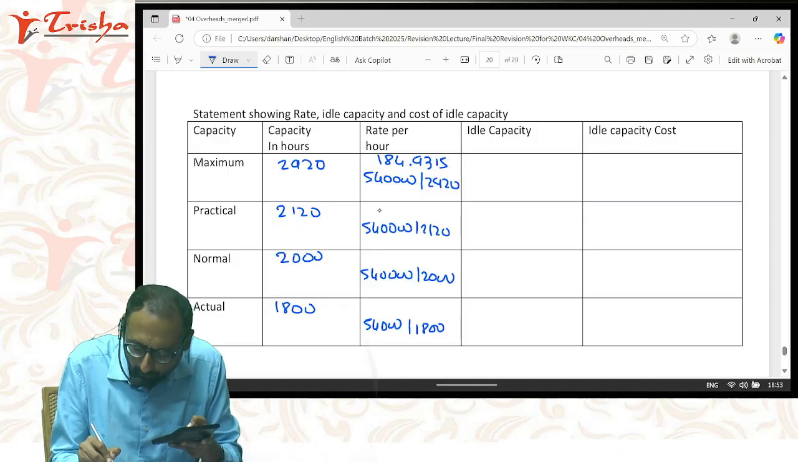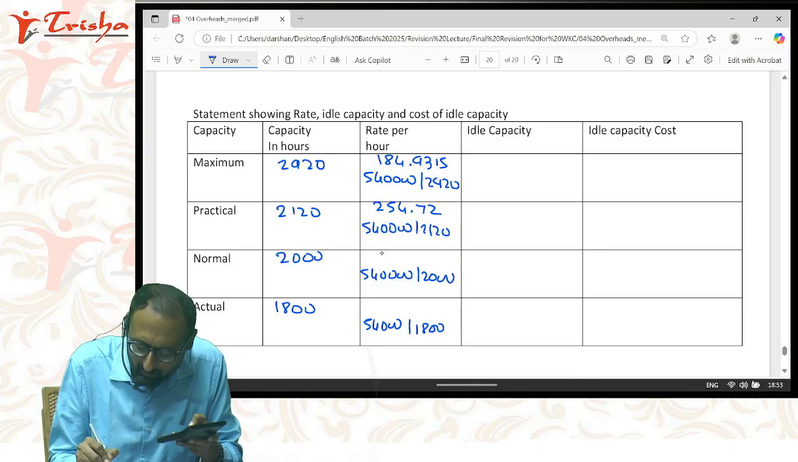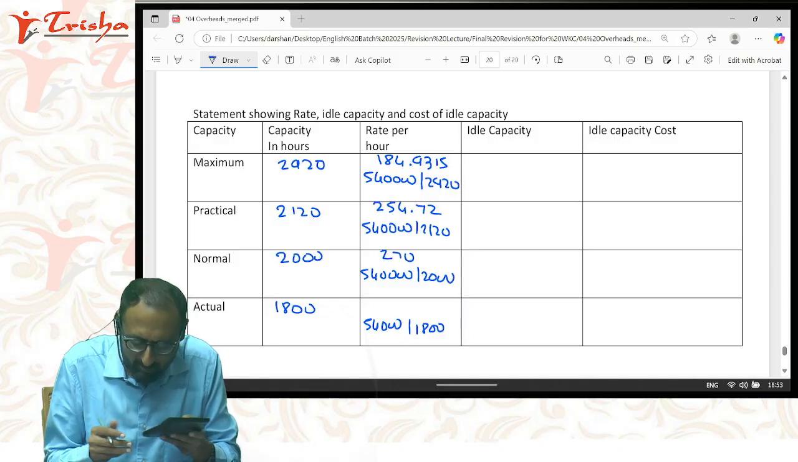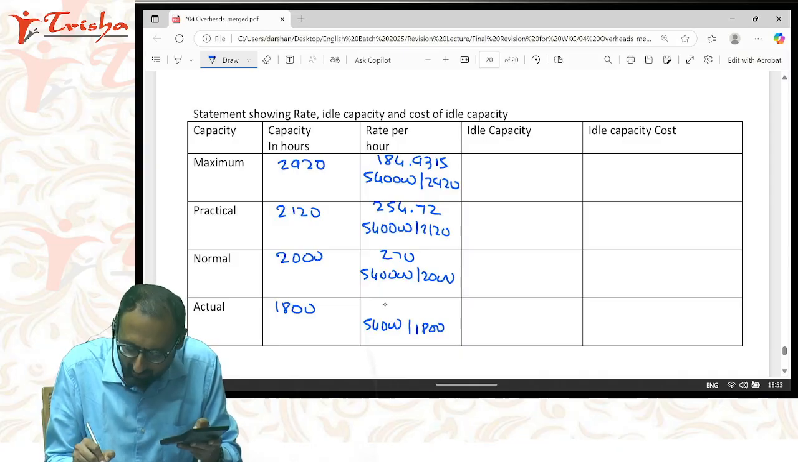Yes, Sarji. 254.72 approximately. 5,40,000 divided by 2,000 is 270. Sarji, 5,40,000 divided by 1,800 — is it 300, guys?